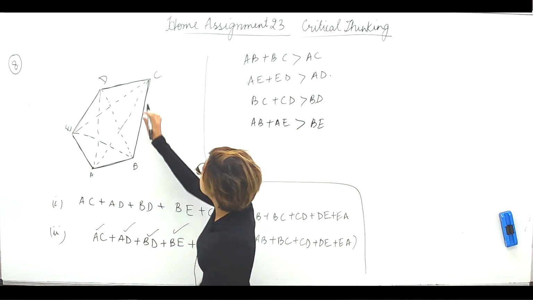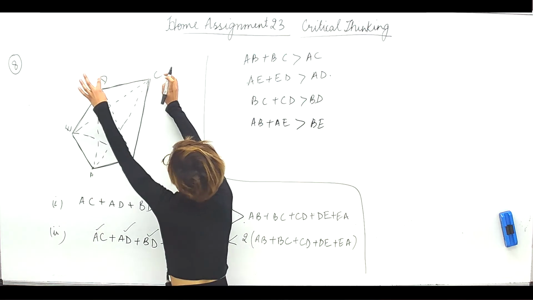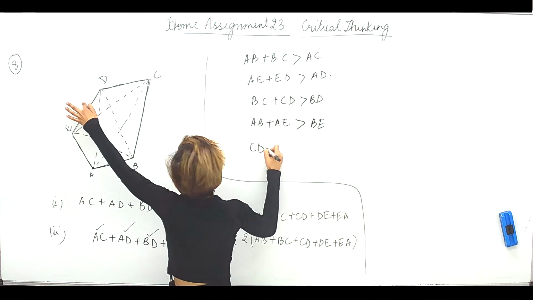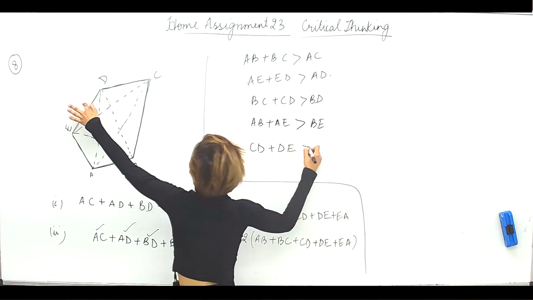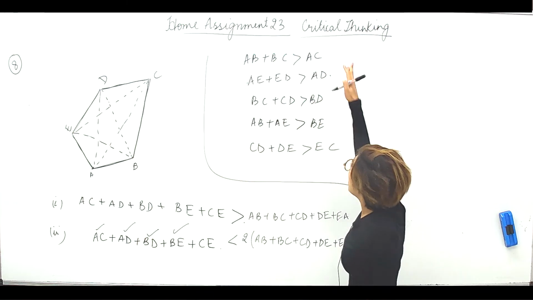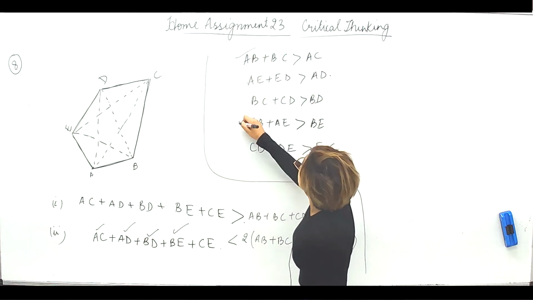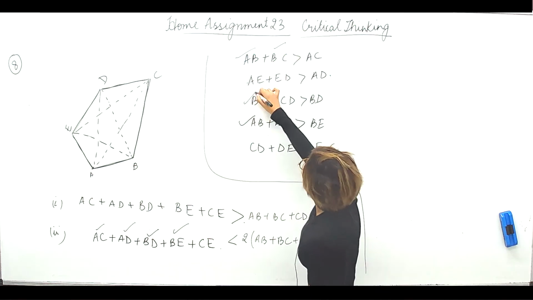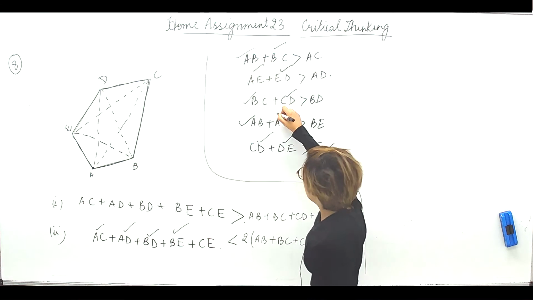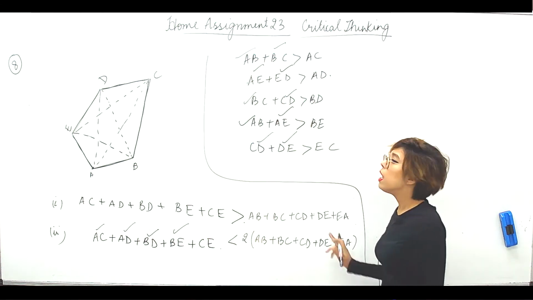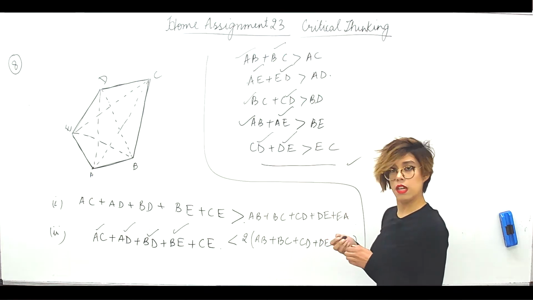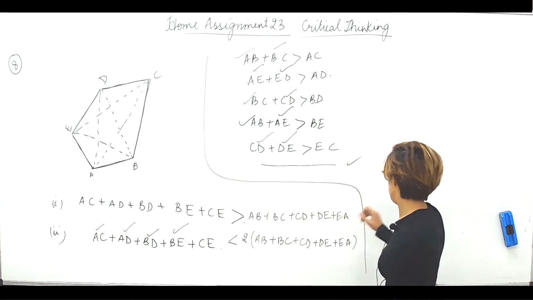CE, last. CE is here. Consider triangle CDE. I know that CD plus DE is greater than EC. Done. I want the sum of these, so add them up and you realize that I have 2 AB, 2 BC, 2 CD, 2 DE and 2 AE. Just add them up, your answer is there. The second part is done. Now let's move on to the first one.